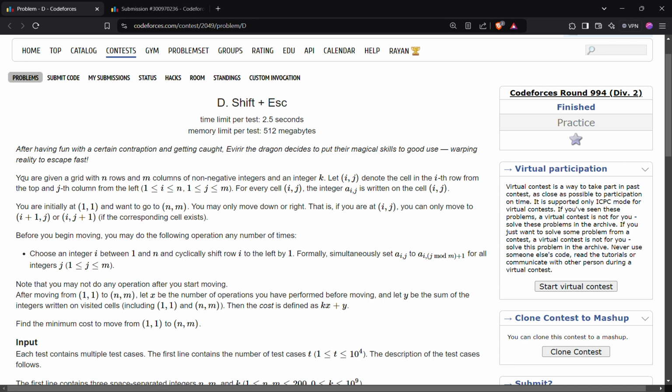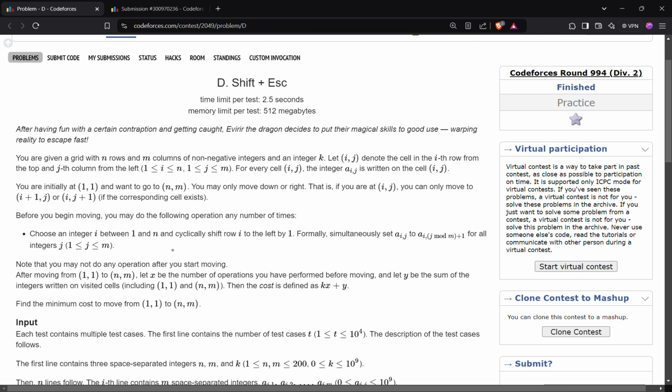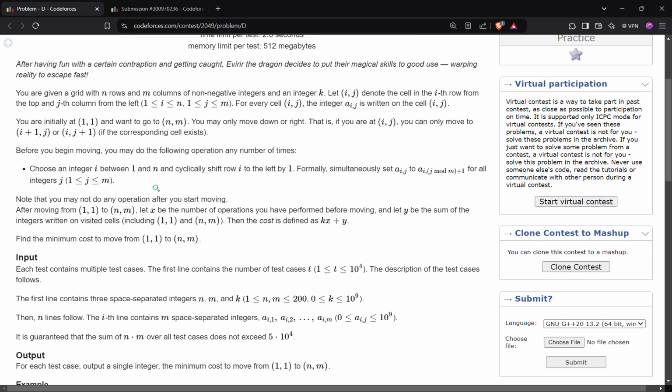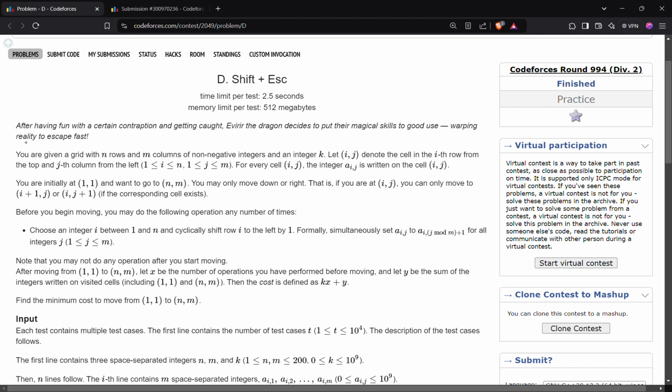So instead of reading the question, I think it's better to read the question. You are given a grid with n rows and m columns, and if you want to skip the problem intro, there are timestamps in the description. So you are given a grid with n rows and m columns of non-negative integers and an integer k.